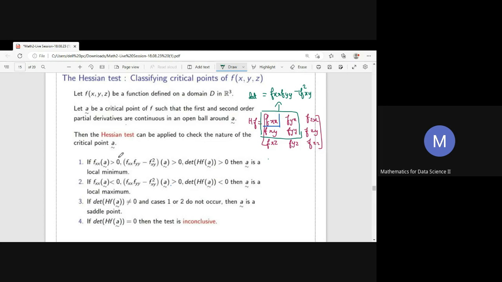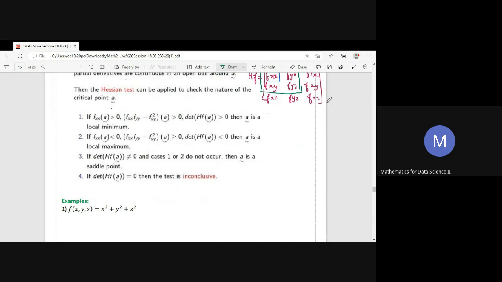Okay, so first this should be positive, this is positive, and all of them are positive. If all of them are positive, then you know that you are going to get a local minimum. And the second case is that you have a negative first, then a positive, and then a negative, then it is a local maximum. In all other cases where the determinant is non-zero, so your case 1 and case 2 do not occur, then you have A tilde as a saddle point.